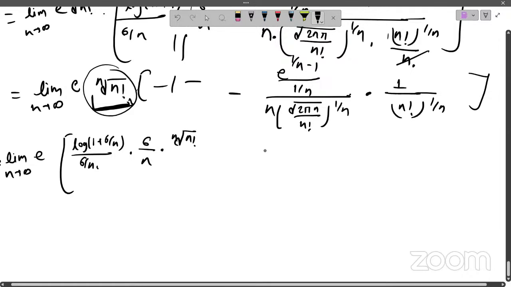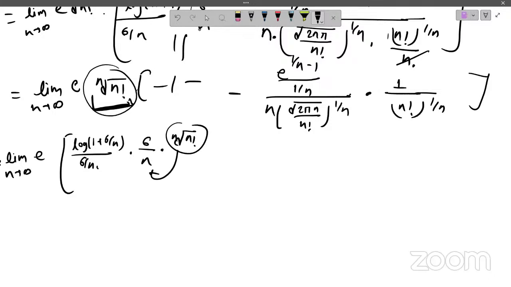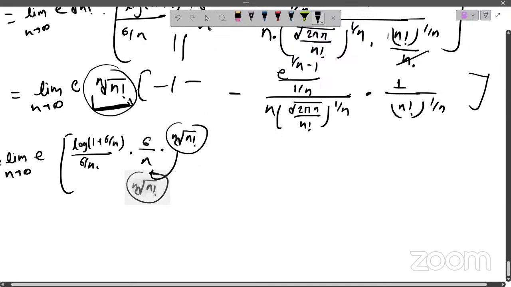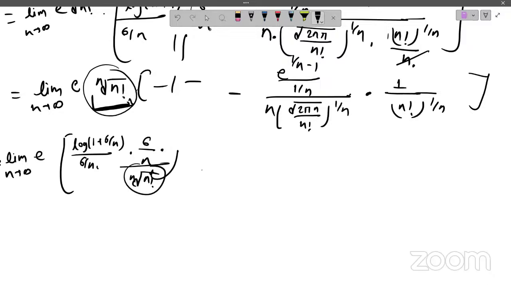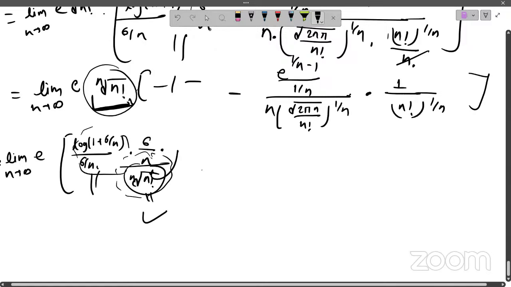So what can I do? I'll bring this term in the denominator, so that means I'll take it here. So then it will become n upon nth root of n factorial, right? So it will remain as it is. And now I can think about, okay, fine. This we have limit for this term, right? And we also have limit for this term. Then we can apply. Okay. Now this minus n will remain as it is.